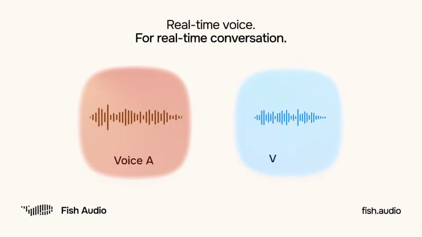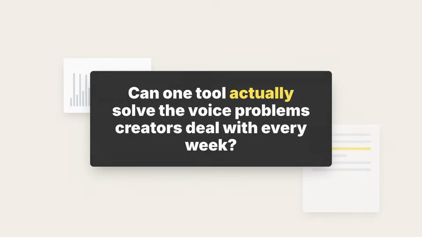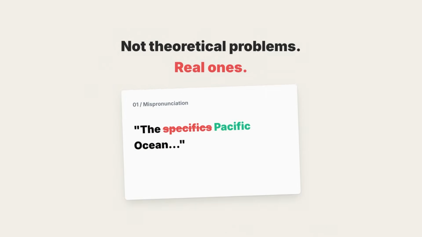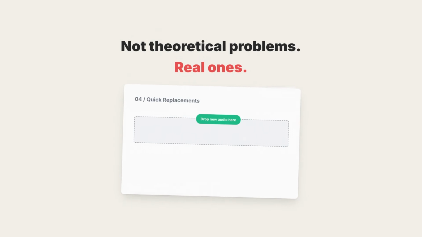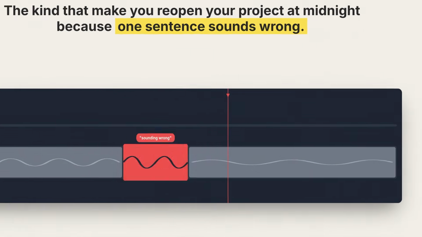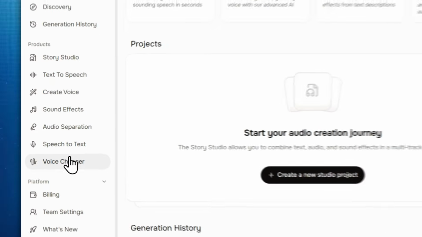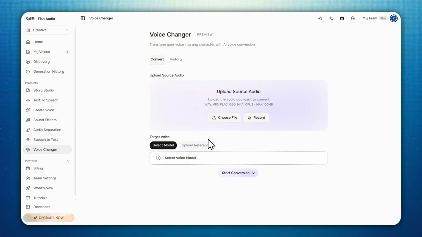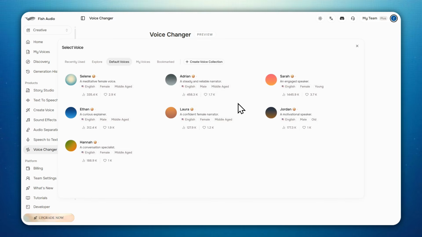Instead of reviewing another AI tool, I wanted to answer a much more practical question. Can one tool actually solve the voice problems creators deal with every week? Not theoretical problems, real ones. The kind that make you reopen your project at midnight because one sentence sounds wrong. After spending time with Fish Audio's AI voice changer, I realized it wasn't just useful for changing voices. It actually changes the way you approach editing. So let's go through 7 situations where it saved me time.